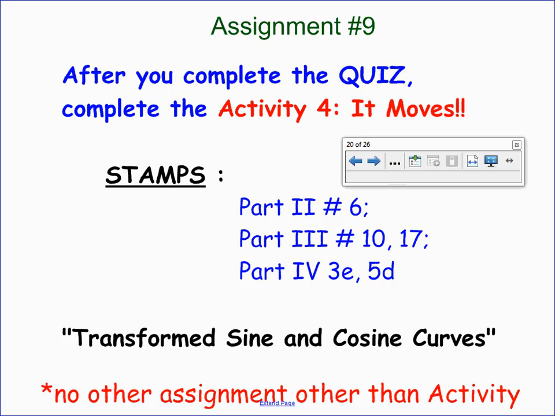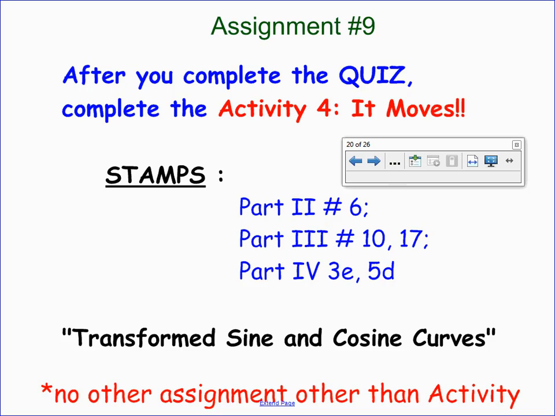So once again, this is your only assignment. You'll work on activity 4 individually without talking. You need to get stamps. Part 2, number 6, most of you already got. Part 3, number 10, lots of you got. Still need Part 3, number 17 for a lot of you. And Part 4, 3E, 5D, and I'll put that up on the front whiteboard so that you can see if you haven't circled them already.